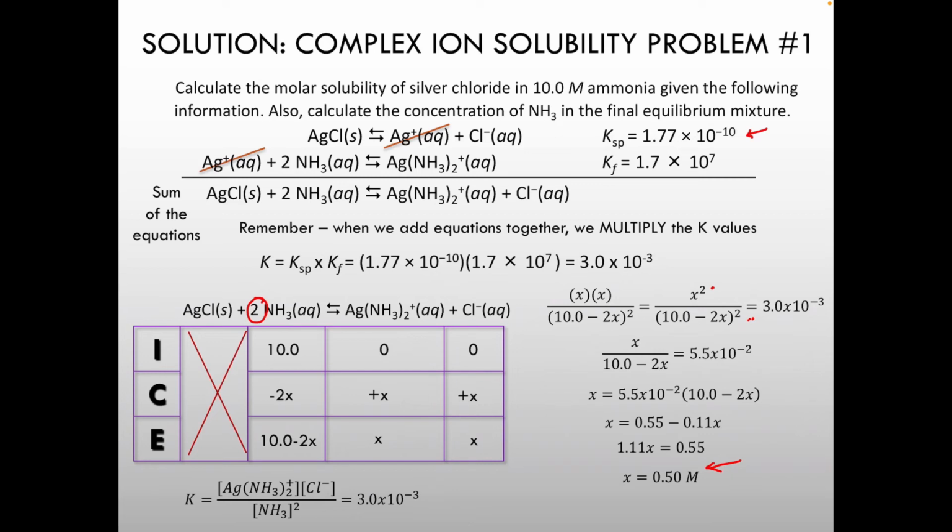So the last part of this problem asked us to calculate the concentration of ammonia in the final equilibrium mixture. So we'll do that here. We have 10 minus 2x, so our x is that 0.5. So we can go ahead and do 10 minus 2 times 0.5, and that gets us 9 molar. So it's really good that we didn't use the approximation here because it wasn't negligible, right? 0.5 compared to 10 is relevant, right? It changed our concentration. So it's really good that we didn't use the approximation in this case.